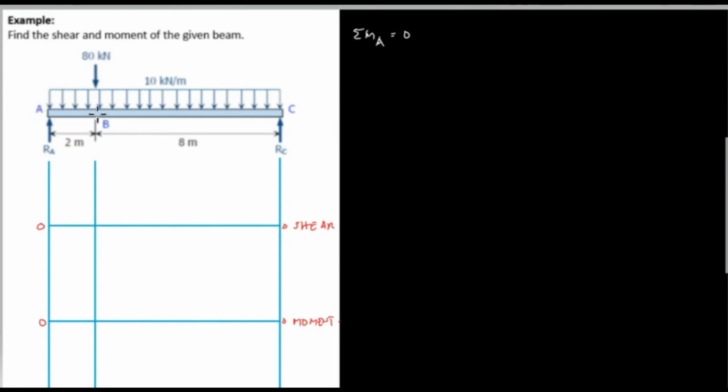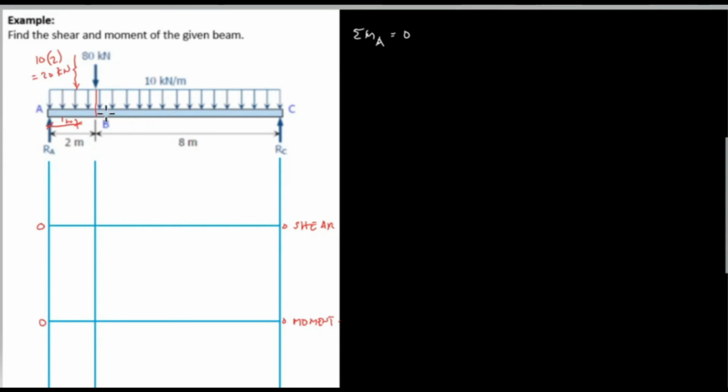From A to B, we have a uniform load of 10 kilonewton, and then we will get the resultant. So this is A to B, which is 10 kilonewton per meter, and the resultant is halfway of the length of AB, which is equivalent to 1 meter. And this resultant is equal to the uniform load, 10 kilonewton per meter, multiplied by the length of AB, which is 2 meters, and it is equivalent to 20 kilonewton.